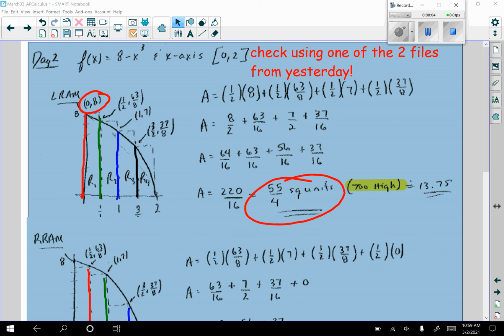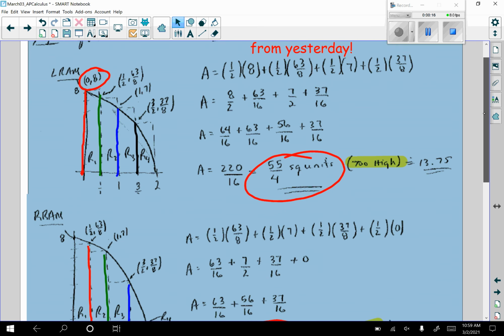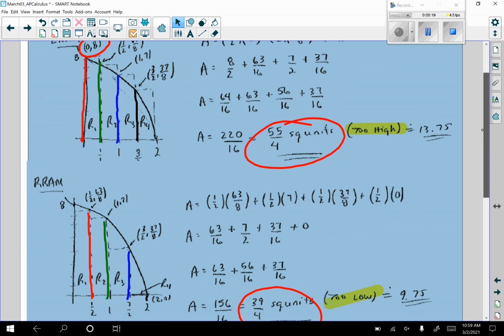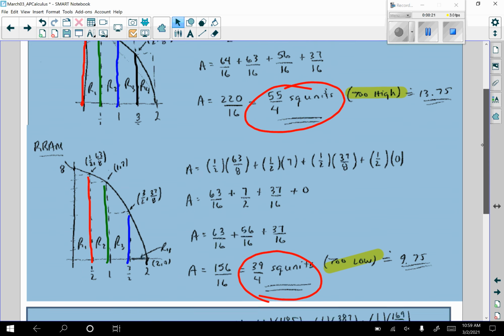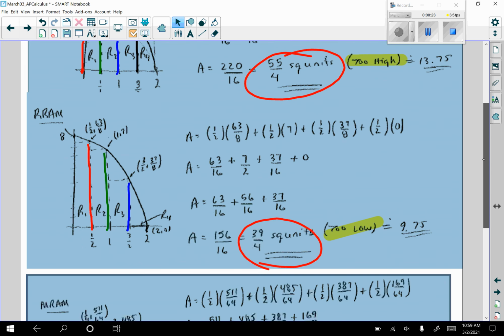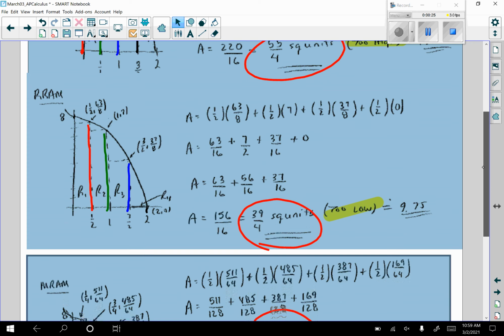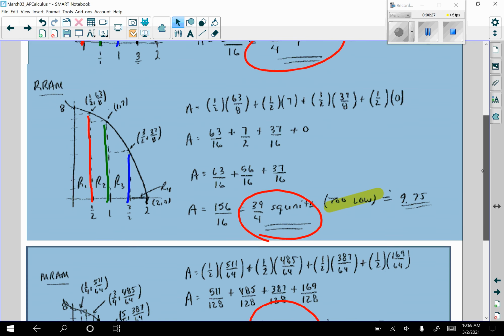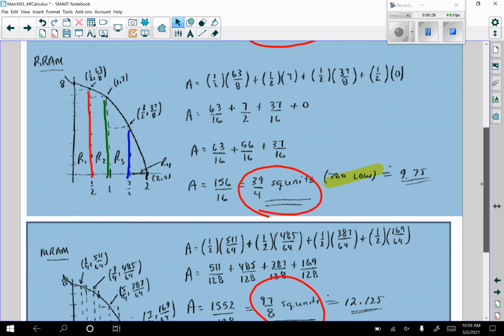The graphs included for the rectangular approximation for f of x equals 8 minus x cubed over the interval from 0 to 2, approximating the area here. Remember, you can check this with one of the two programs, or you're just using an online rectangular approximation calculator.